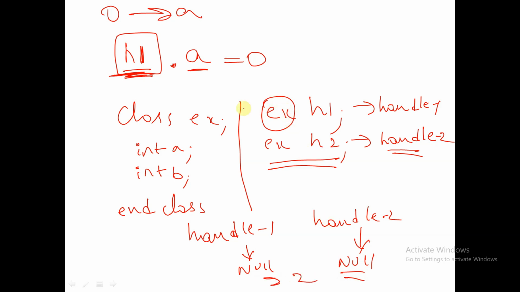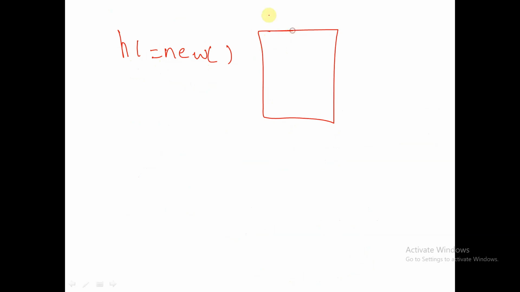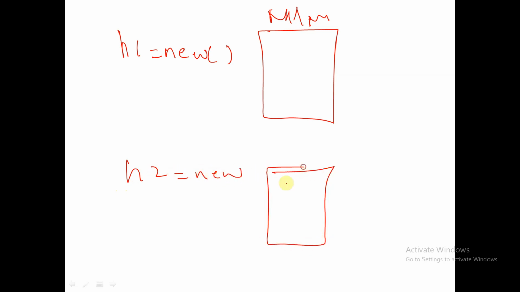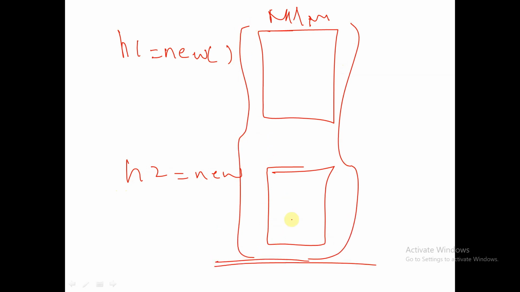So I can create two objects. h1 is equal to new, so one separate memory will be created, and when I write h2 is equal to new, another memory like this will be created. So there will be two memories. There will be two memory allocations for my class when I create two objects. Is it clear?